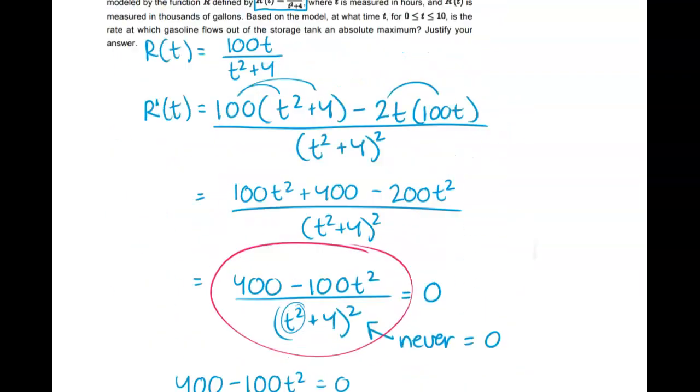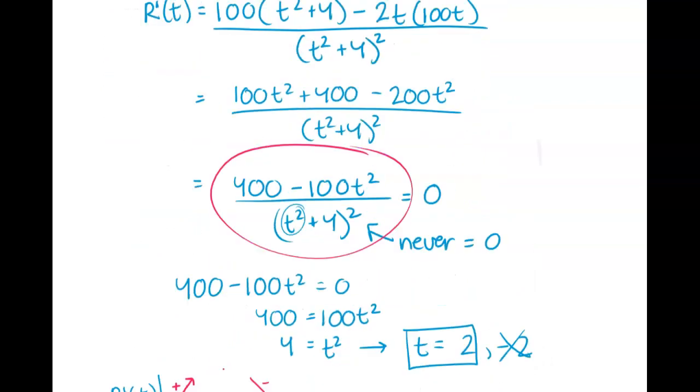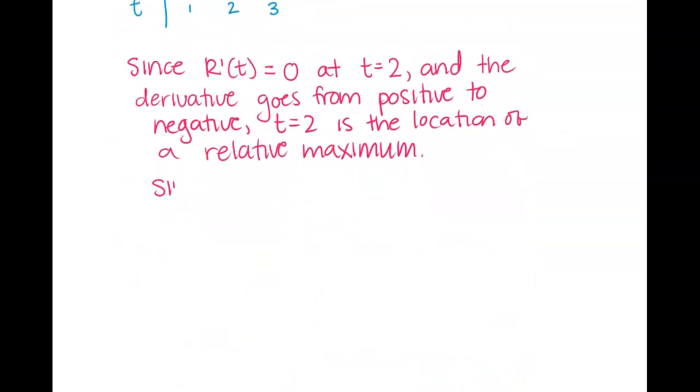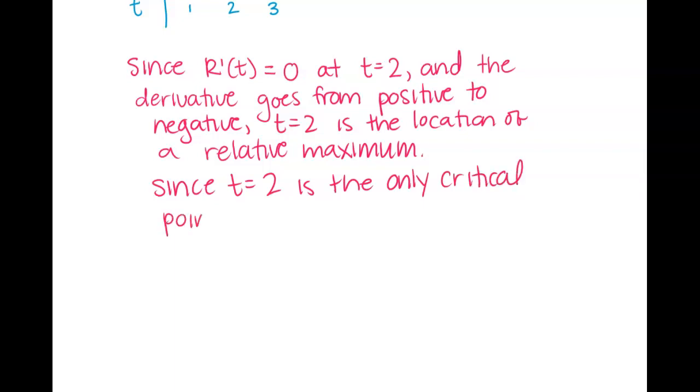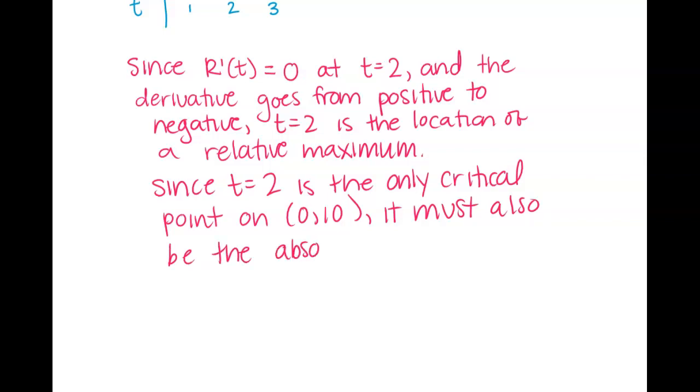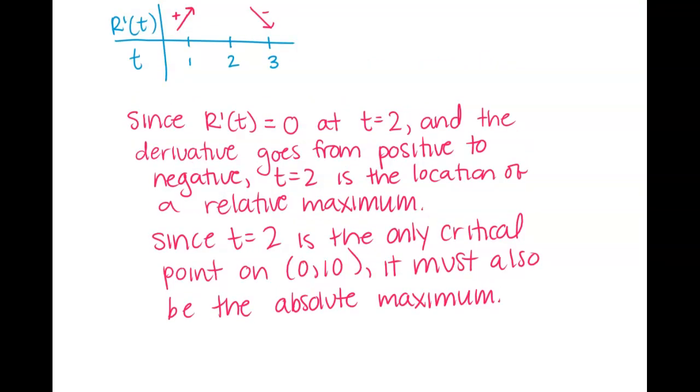But we weren't asked about relative, we were asked about absolute. Well, since t equals 2 is the only critical point on the interval from 0 to 10, it must also be the absolute maximum, because on either side, the values were decreasing.